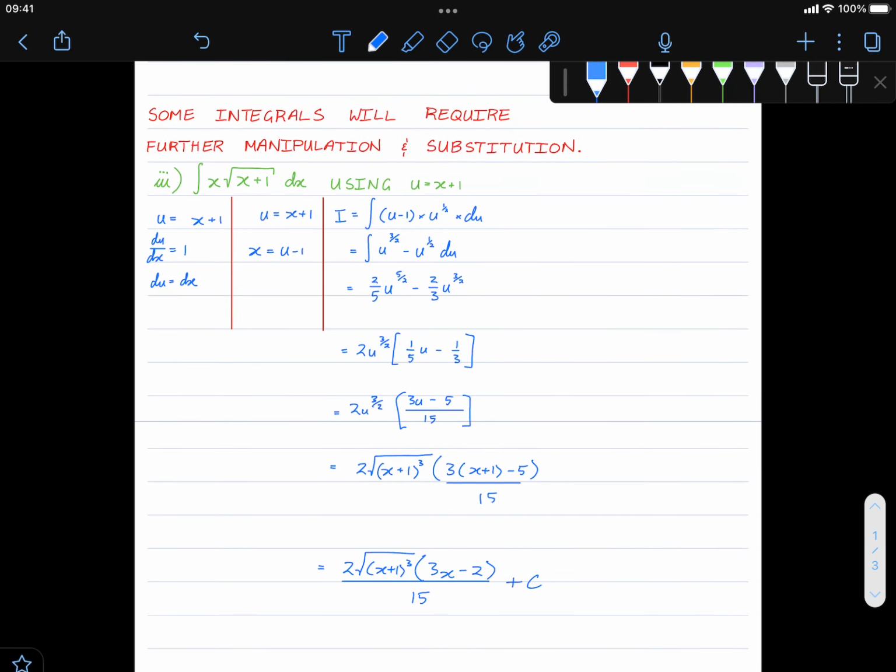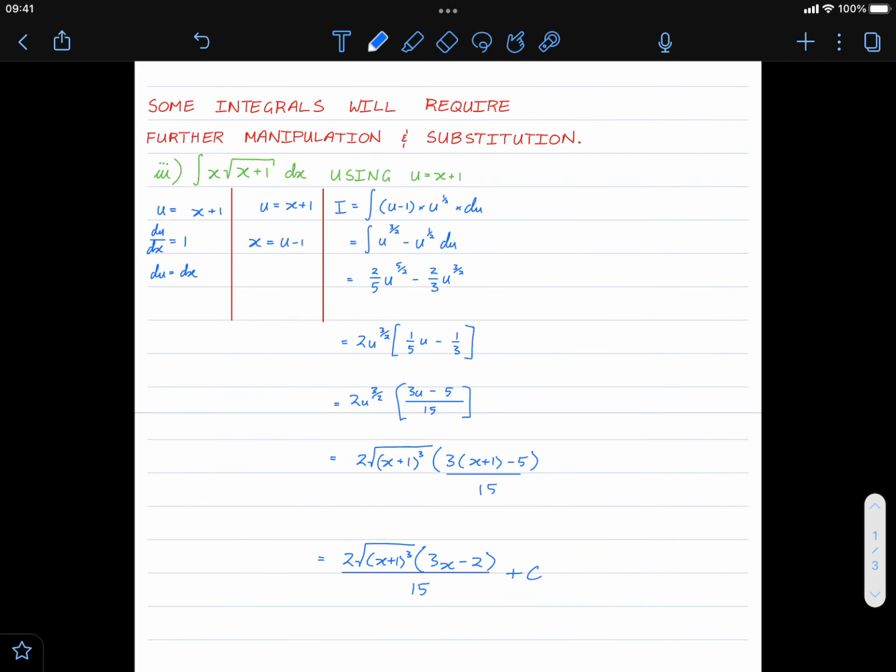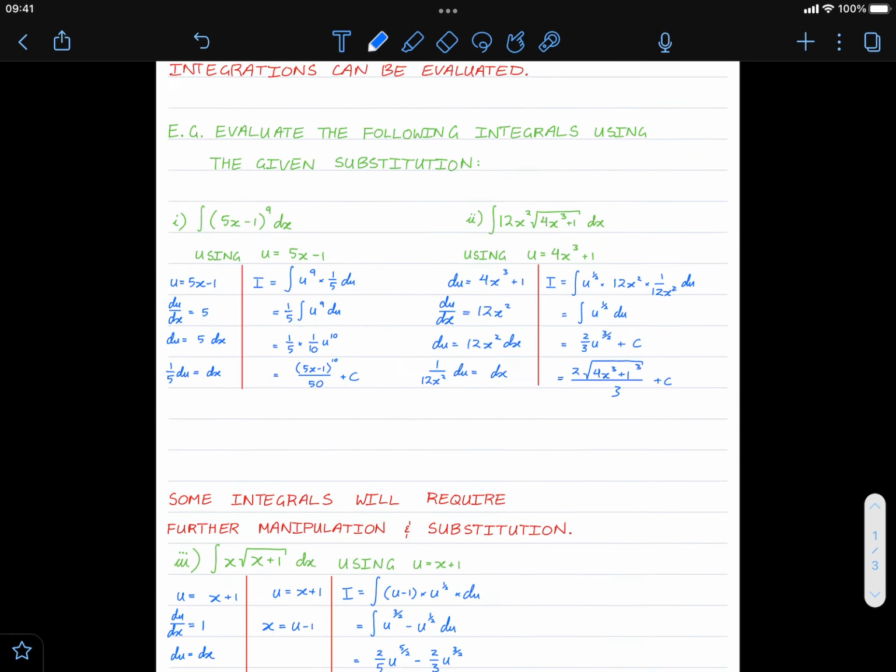So I hope that gave you an insight into integration by substitution with slightly more difficult problems.